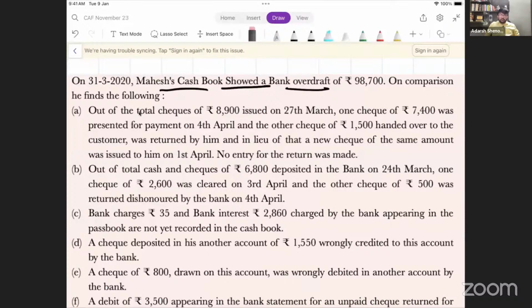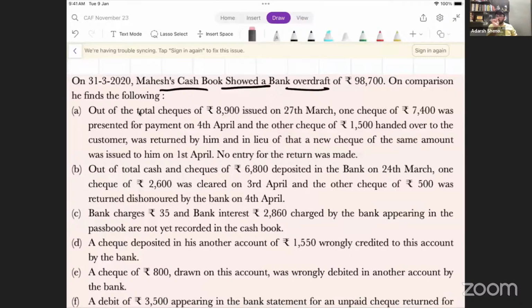Okay. First, they have said total checks of 8,900 were issued on 27th March. There are two transactions here. I'm going to see them one by one. First one, one check of 7,400 was presented for payment on 4th April. Simple. We had issued a 7,400 check. 8,900 was the total, but the total is not relevant for me. You have to see the particular transaction. What is causing a difference? You have to focus on that transaction.